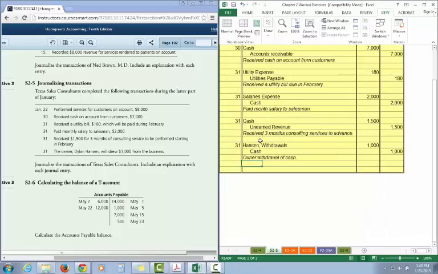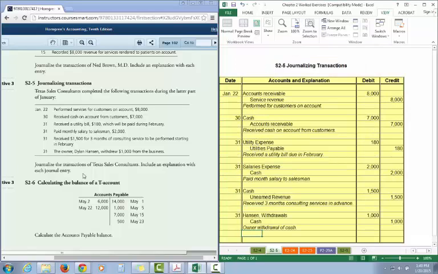All right. So that's all of the transactions for this problem. If you have any questions on this one or exercise 4, make sure to post your questions to the Chapter 2 questions discussion board in D2L.